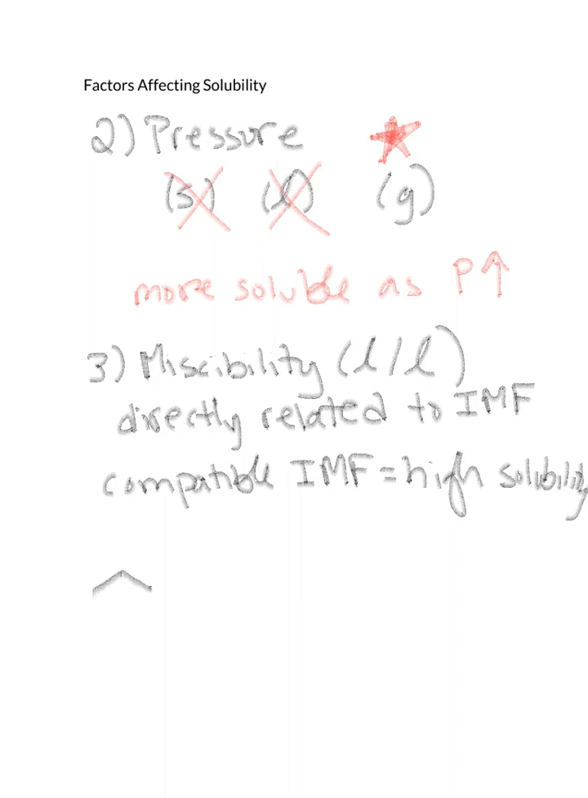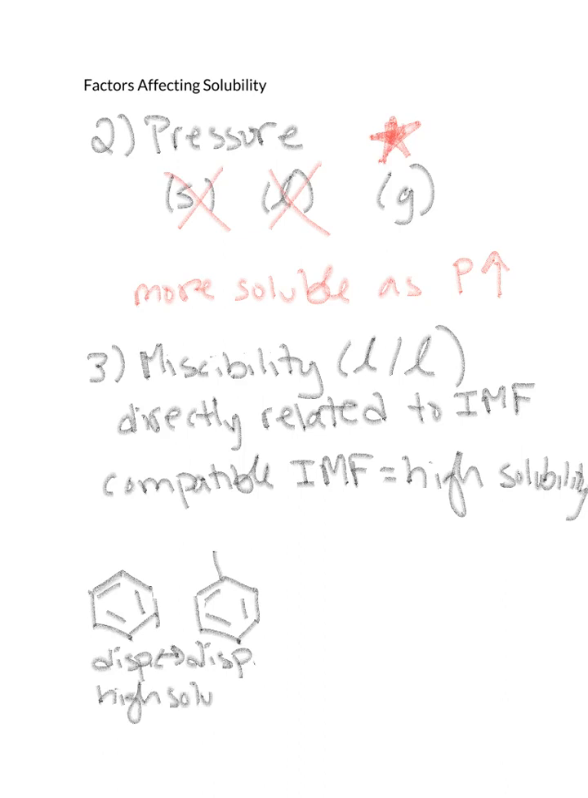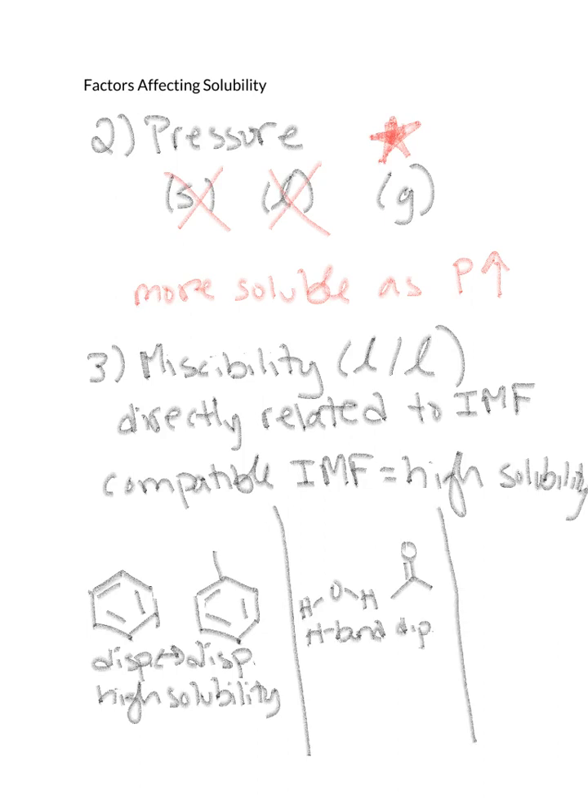So benzene and toluene, again, both with their dispersion forces, are compatible with one another. They like each other. This is going to be high solubility. Benzene is very soluble in toluene. Toluene is very soluble in benzene. On the other hand, water and acetone, right? Hydrogen bond, dipole-dipole, right? These are both based on the idea of polarity. These are probably pretty soluble with one another.